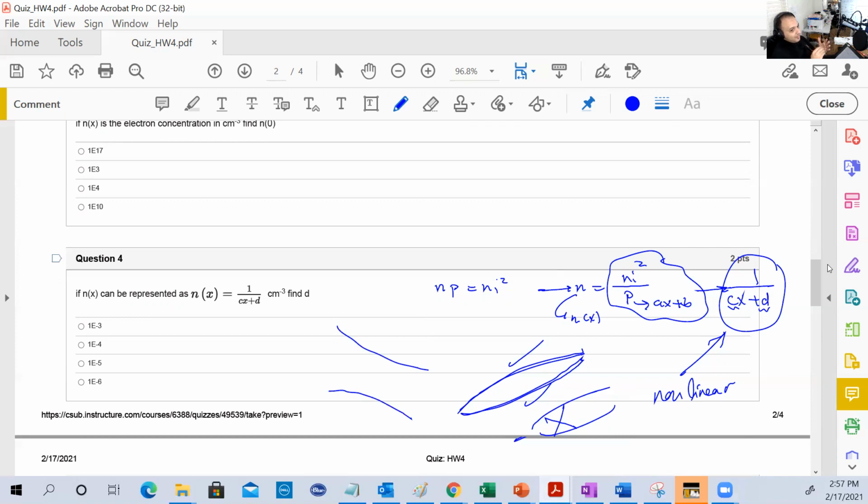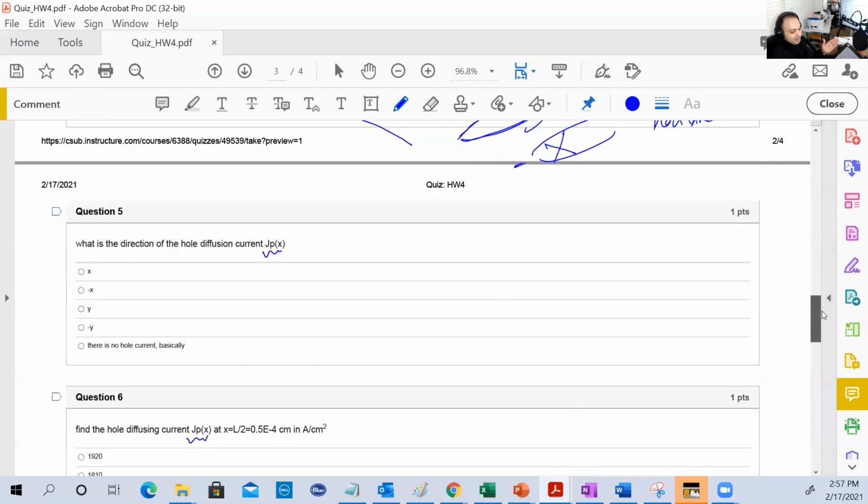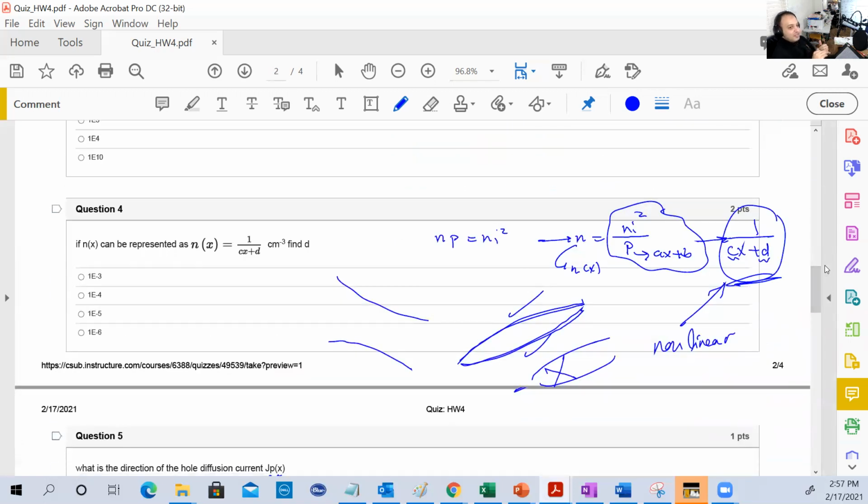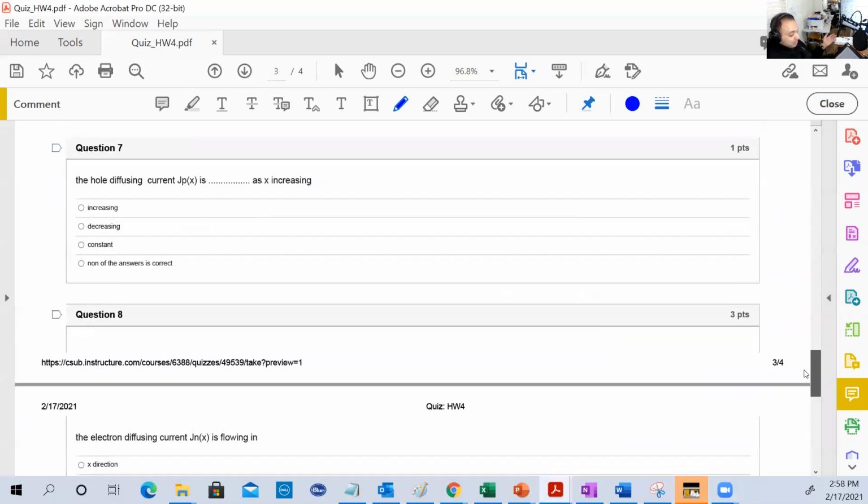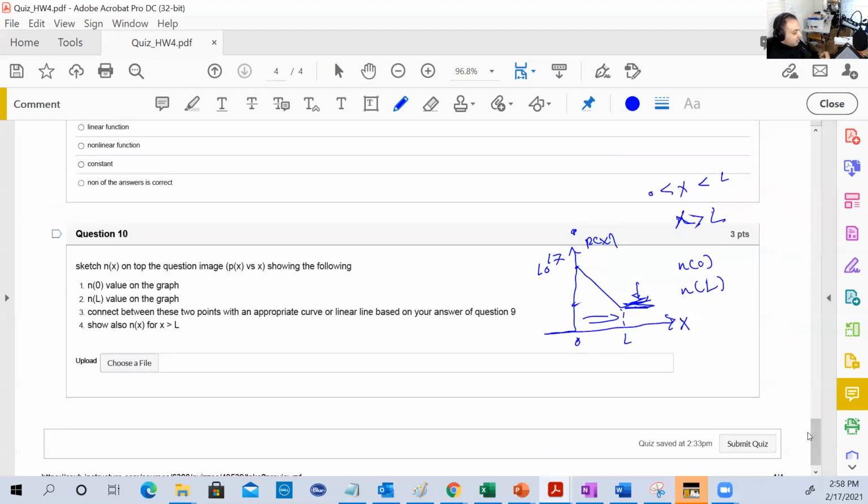Of course, if you are really a nerd, you can plot it in MATLAB. Just give MATLAB the equation, I mean this equation here. Give it c, give it d, set some range for x. Then you can plot it in MATLAB, and MATLAB will show you the curve like this or like this. It will be nonlinear. So this is basically the most important information or tips about this homework.